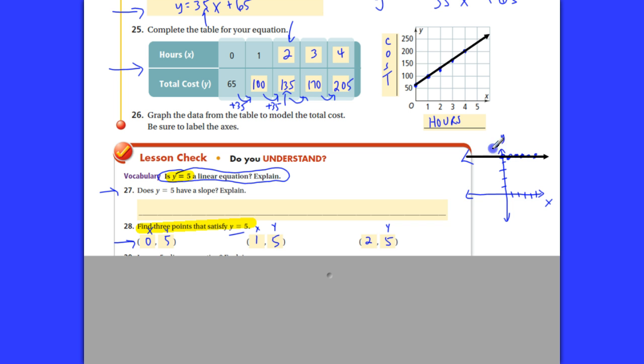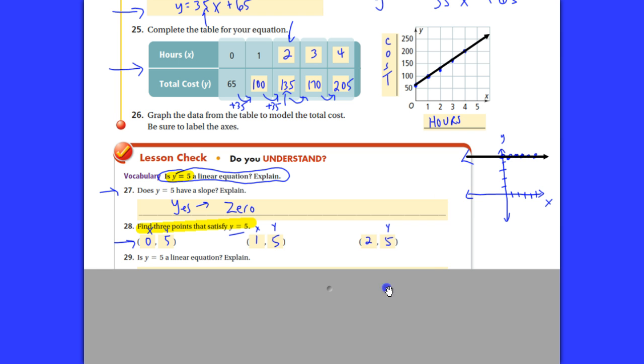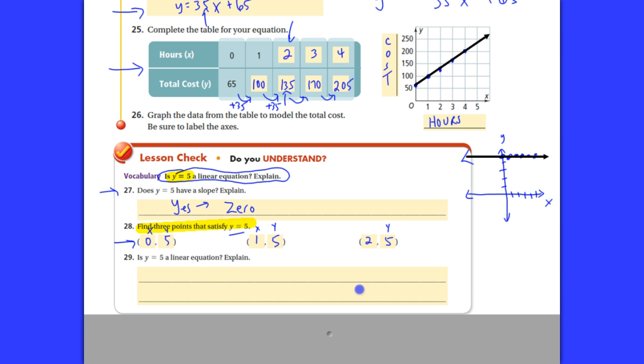The rise is 0, but the run is anything. So yes, it has a slope. It happens to be 0, because remember the up and down line, that's undefined. That's the one that does not have a slope. But with the graph here, you can see that that is it. Is it a linear equation? Yes, it is, because it made a line.